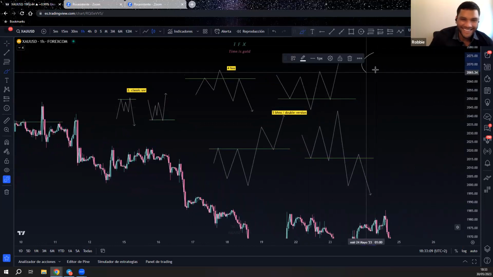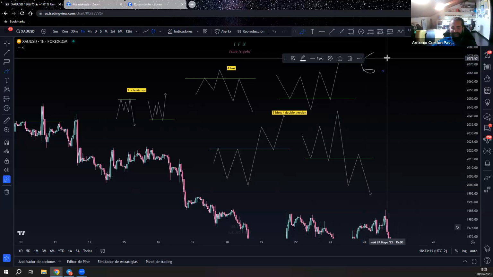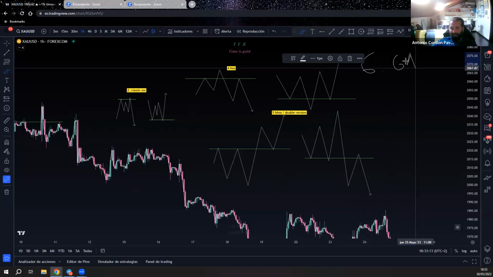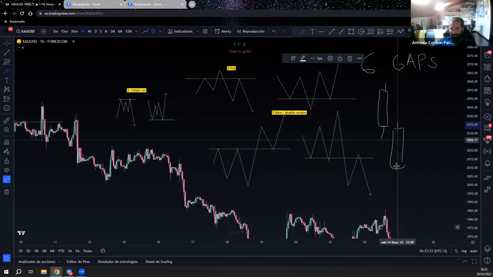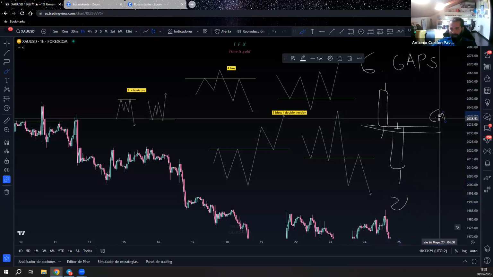Okay, this is the sixth one: gaps. I'm going to write like this because it's very easy for me. Gaps is the space between two candles. This is very easy to understand. We have one candle here, then another candle. Between these two candles, we have this space. This is the gap that we call gap.